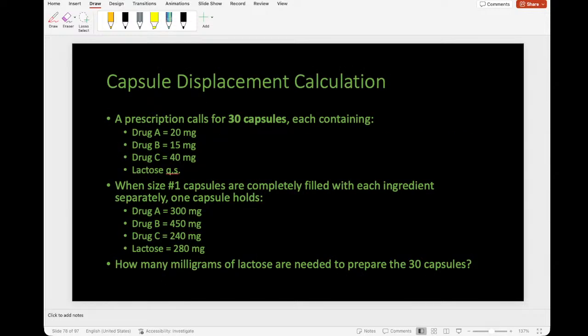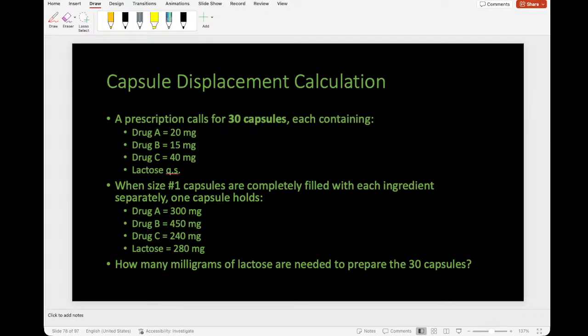And here's a capsule displacement calculation. Some of you may get confused on this one. I posted one or two questions on it, so you guys can use that as practice.